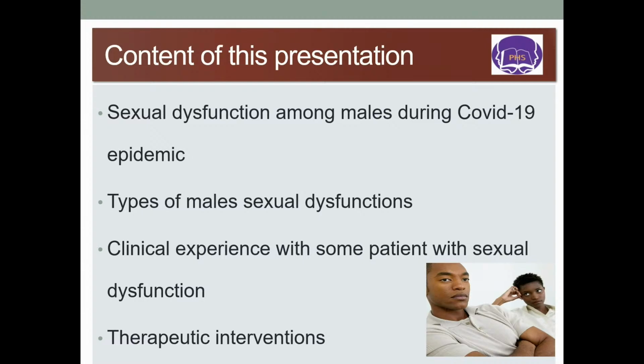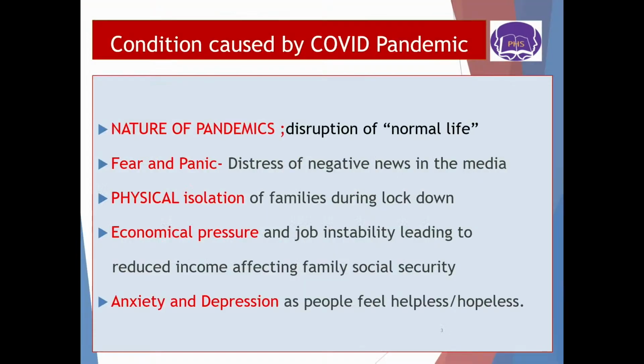What followed next is what we call violent lockdown, physical isolation, and as a result, a lot of business came down, and that resulted in a lot of economic pressure and job insecurity that reduced family income and also had social security issues in the family. Anxiety and depression became a thing that we started seeing as people became helpless and hopeless due to the situation they were in.